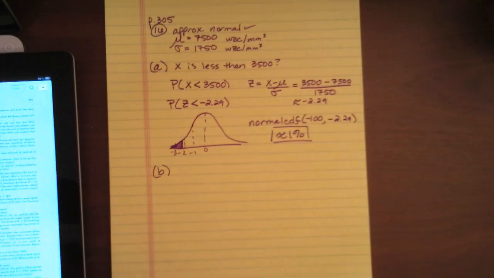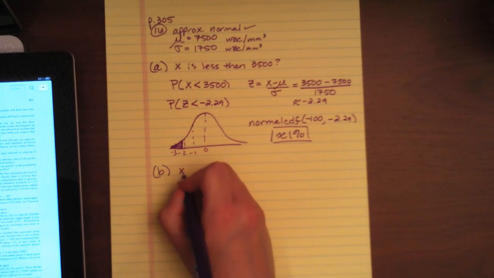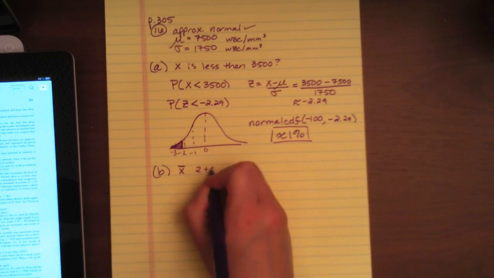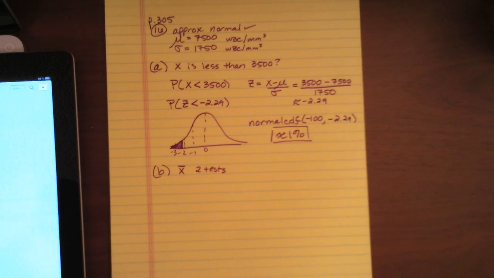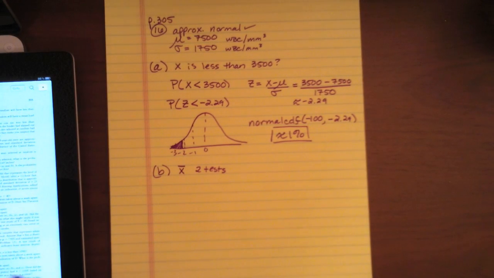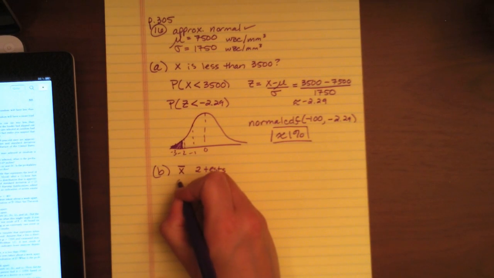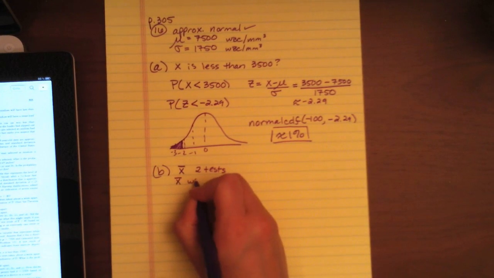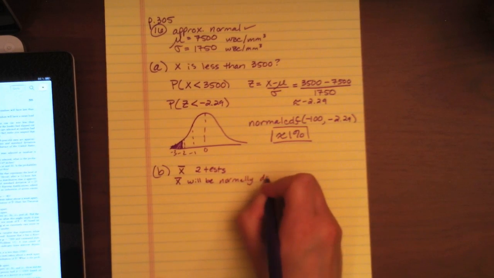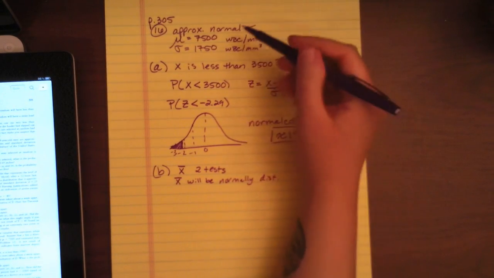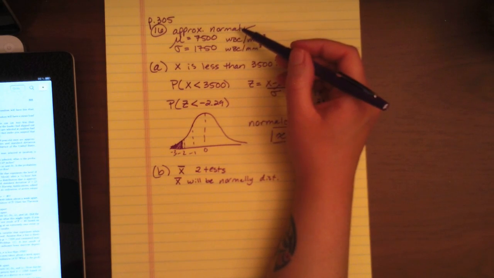Part B says, suppose the doctor uses an average x bar of 2 tests taken in this case a week apart. And what can we say about the probability distribution of x bar? So we can say that x bar will be normally distributed because the original data were approximately normal.